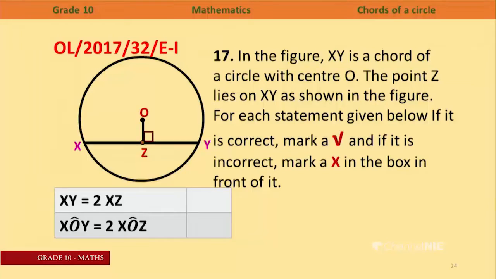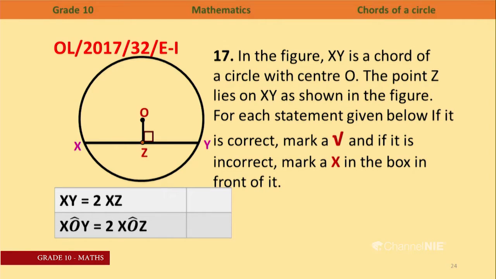Here, this is the sum I have collected from the 2017 paper. So, this is the first part paper sum, the 17th sum, you can see that. This sum is taken from the chords of the circle lesson. In the figure, XY is a chord of a circle with the center O. The point Z lies on XY. XY is the chord.